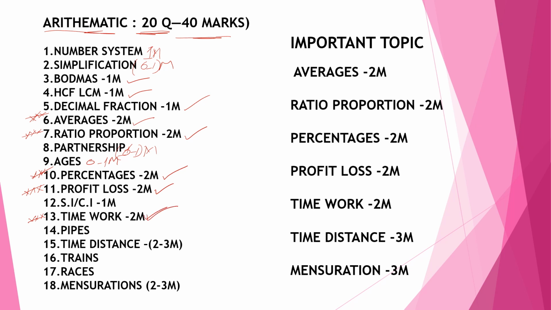Next pipes and cisterns, 0 to 1 mark you can expect here. Next time and distance, important topic. Time and distance, 2 to 3 marks we can expect here. From trains and races we can expect 0 to 1 mark. Mensuration, 2 to 3 marks, most important topic. Mensuration, we can expect 2 to 3 marks.